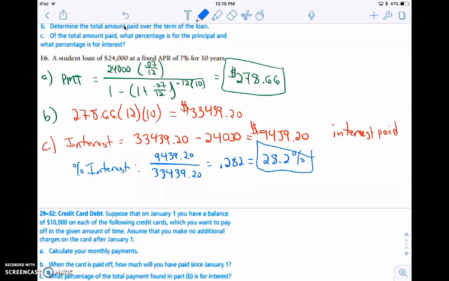And now the rest of it had to go to principal. So if we just take 100% minus the 28.2%, then you're going to get 71.8%. And that's how much went towards the principal of the loan. So you can see that with loans that are extended for a long period of time, you can end up paying a substantial amount of interest over that period. So that's just a look at installment loans and some of the basics, and we'll continue this in a part 2.